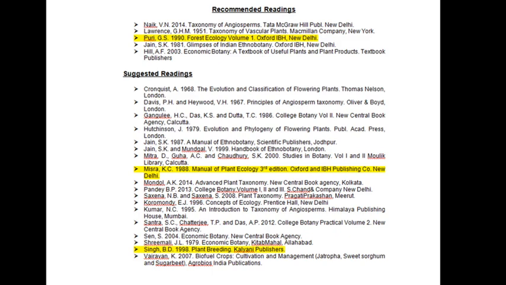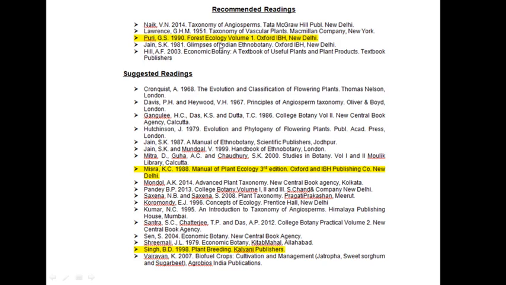There are some very old books whose names are not in this list, and those are out of publication also. That is why they are not available in the market anymore. Out of all these, I can just recommend one name which I have highlighted with yellow color here: Z.S. Puri, Forest Ecology Volume 1, published by Oxford IBH, New Delhi. Now if you want to buy, you can go for this.